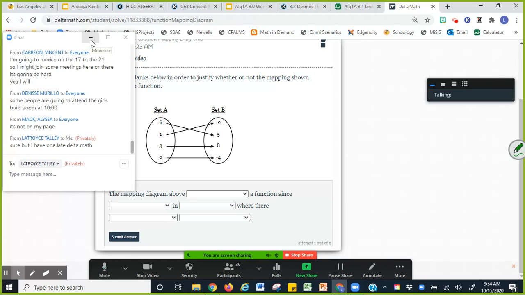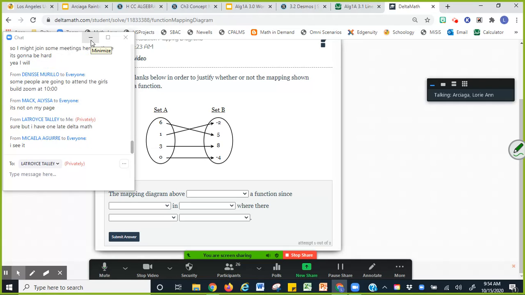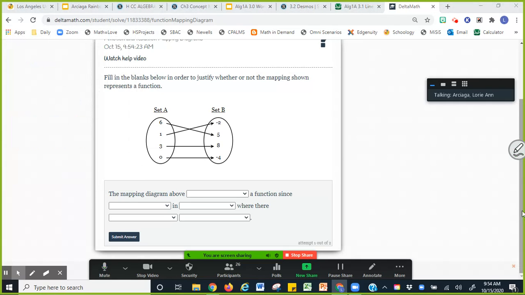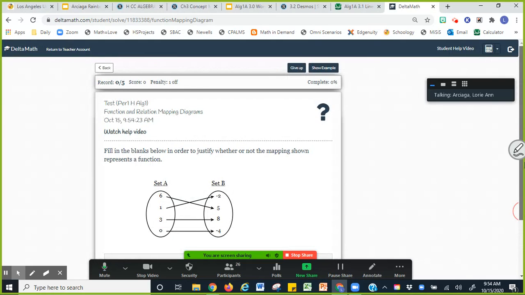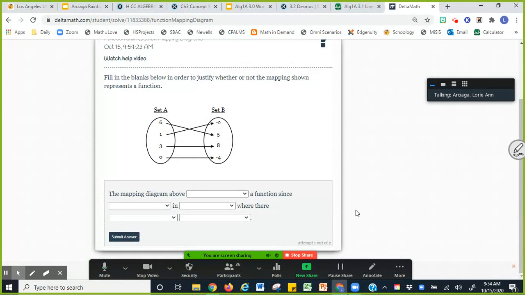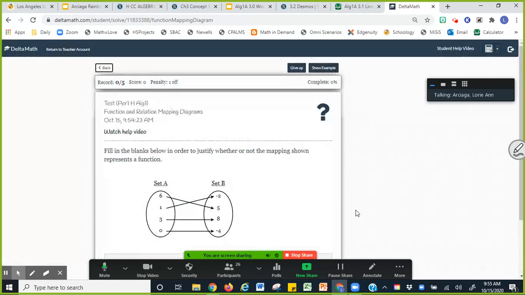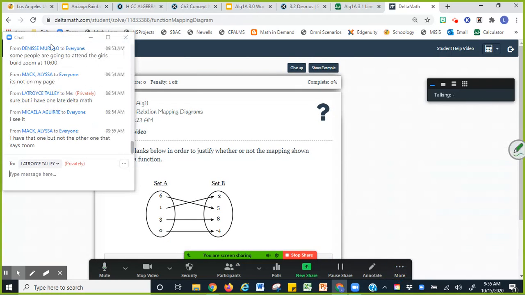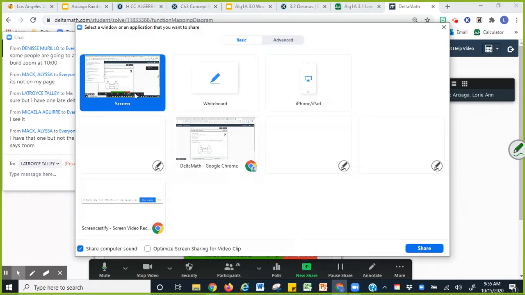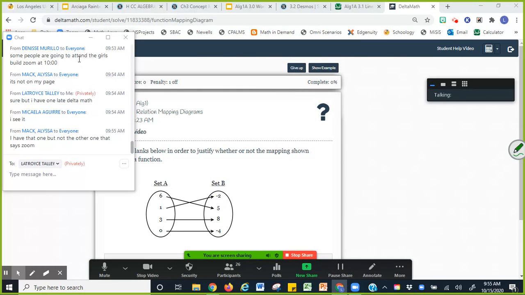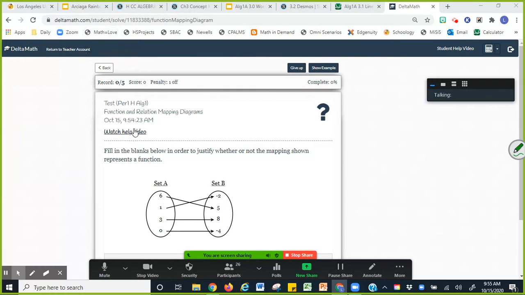Oh, okay. Some people are going to attend. Okay, so if you need to log out, that's fine. This is on Deltamath, so you can also do it later on. It doesn't appear on your page. That's interesting. It should be like a regular individual work or something. What about the others? What shows on your screen, guys? I have that one, but not the other one that says Zoom. Oh, sorry. So does it show this?